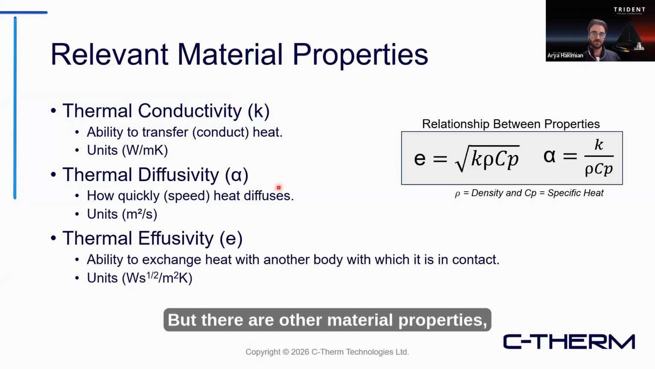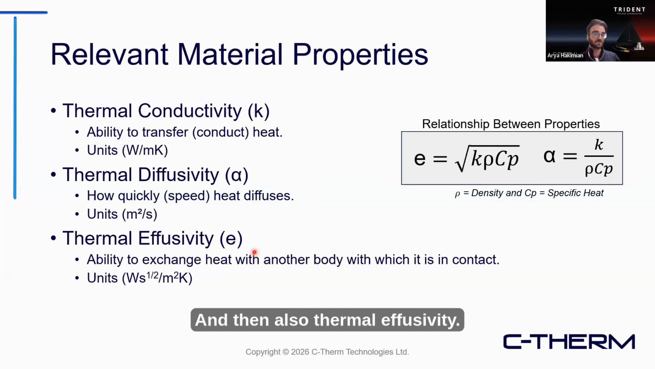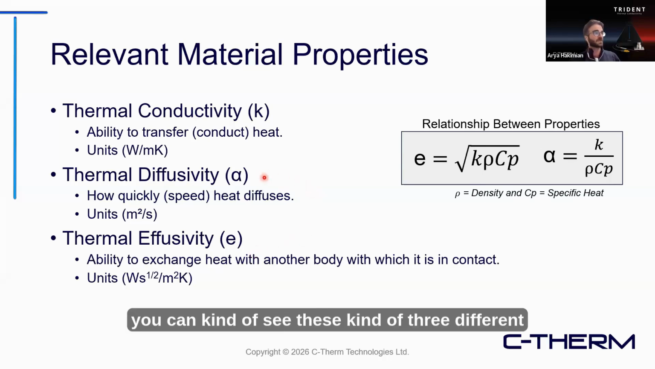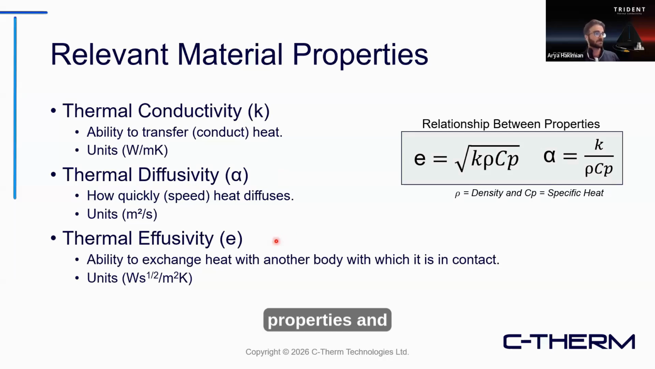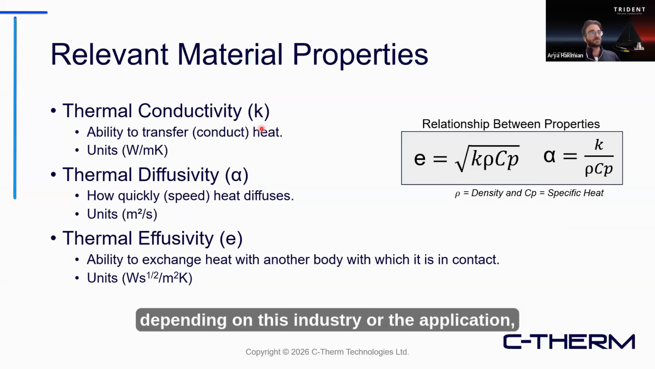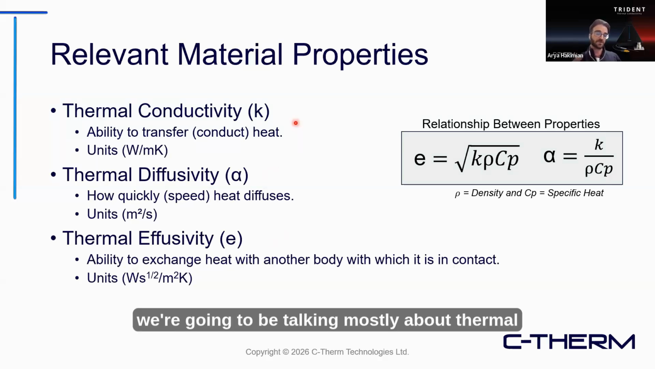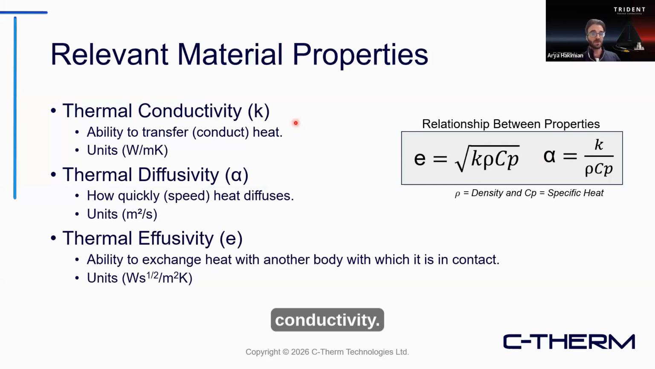But there are other material properties, other thermal properties of interest for some folks. Another popular one is thermal diffusivity, and then also thermal effusivity. So you can see these three different properties and how they're related, most often through, of course, the density and the heat capacity of the materials. But again, depending on the industry or the application, there can sometimes be more relevance towards one or the other. Generically, here today, we're going to be talking mostly about thermal conductivity.